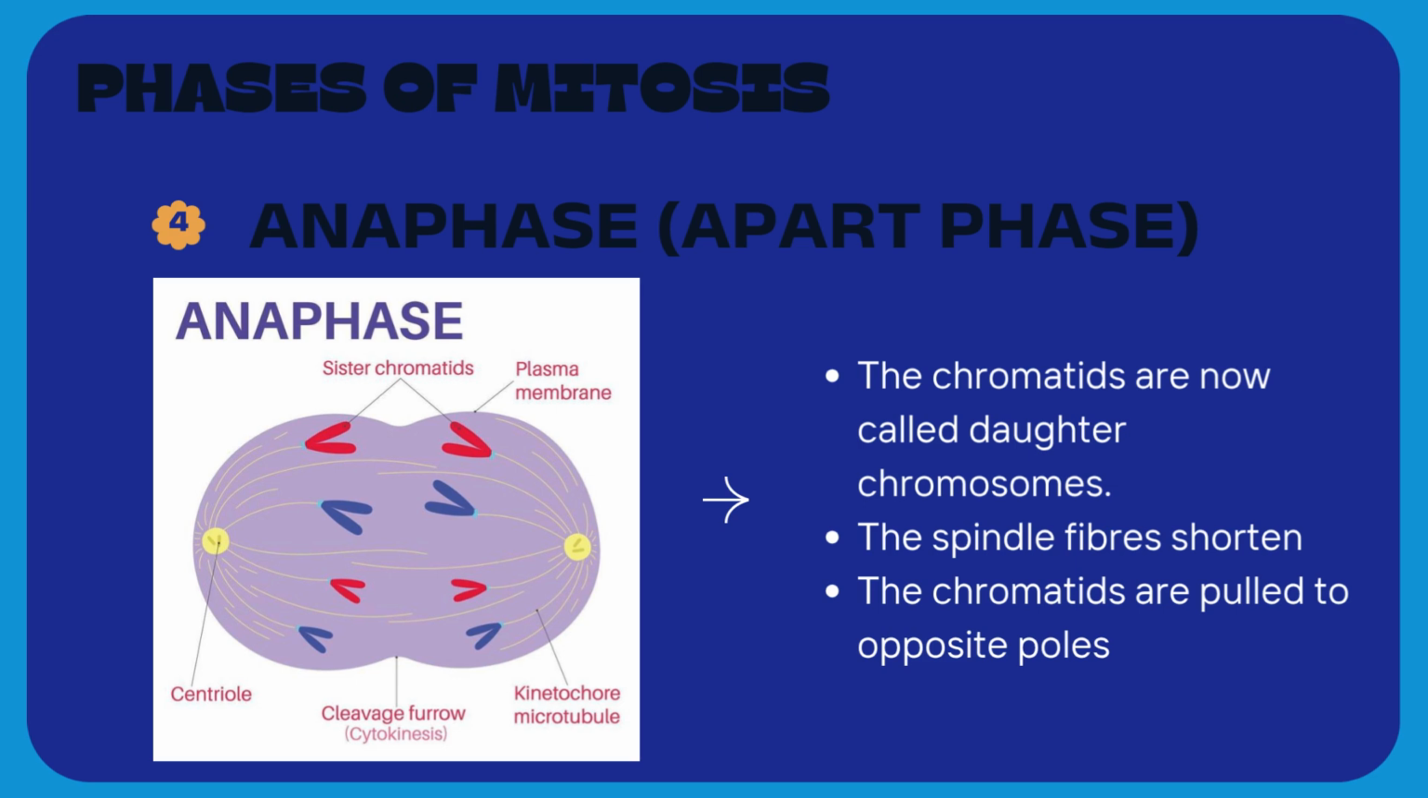So what will happen in anaphase? You get your first mark by saying the spindle fibers shorten, 1 mark. The chromatids, 1 mark, because you said chromatid, you're not saying chromosome, because chromosome is the whole X. That's not what happens. If you look at the diagrams, your X is now broken. The chromatids are pulled to the opposite poles of the cell.